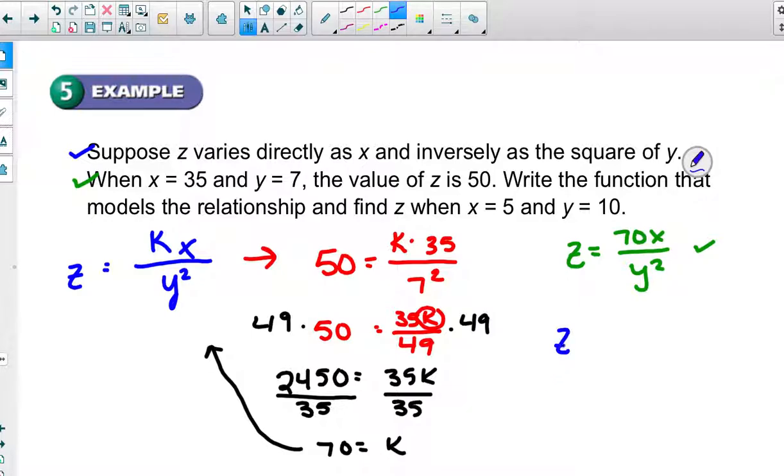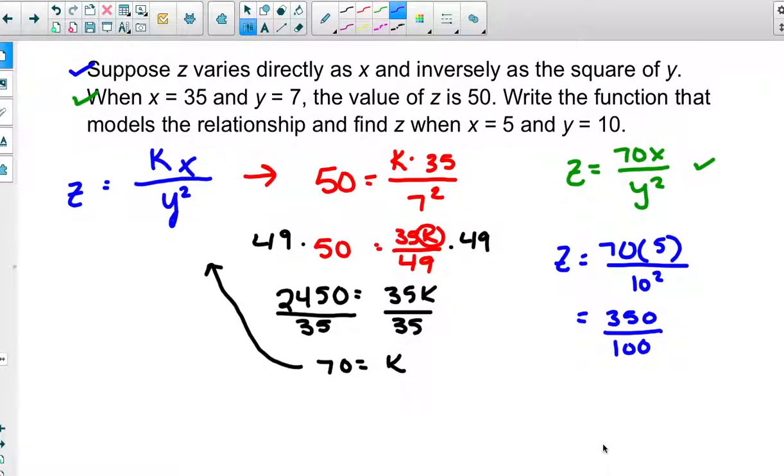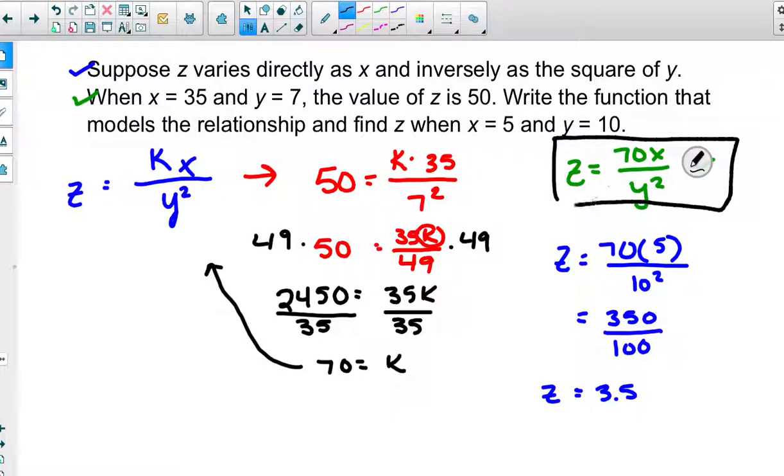So we need to find z when x is 5 and y is 10. Okay, so in the numerator, we would have 350, right? And then in the denominator, we would have 10 squared, which is 100. 350 divided by 100 is going to give you 3.5. All right, so those are the two answers that we have. We have our function, and then we have z when x is 5 and y is 10. And that's all she wrote.